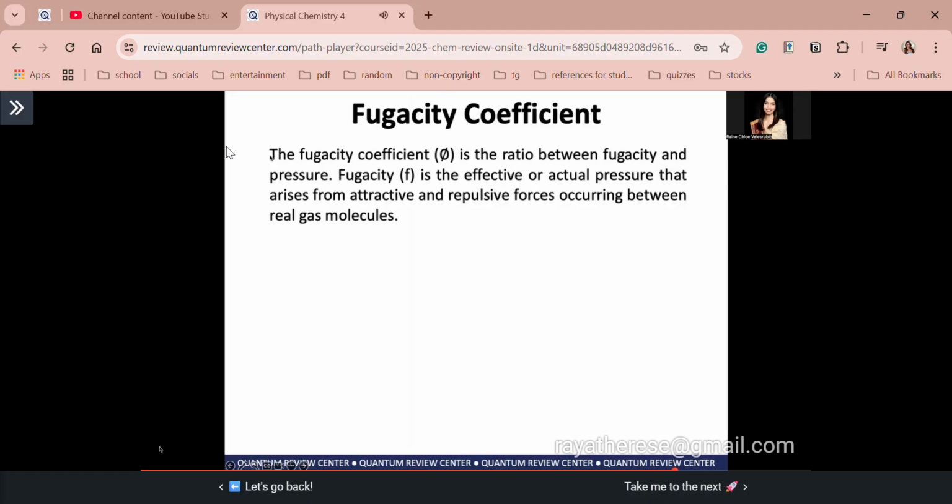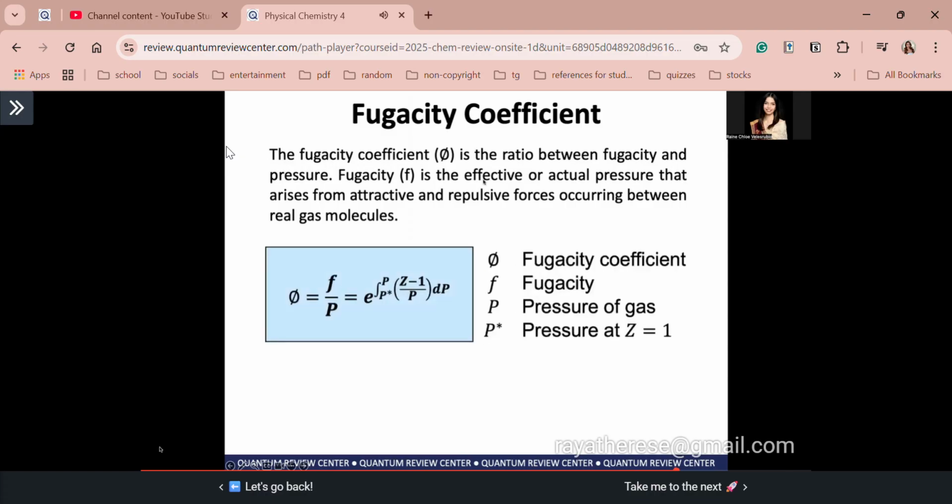Now, the fugacity coefficient also takes into account the deviation from ideality. The fugacity coefficient is the ratio between fugacity and pressure. Fugacity is the effective or actual pressure. It arises from the attractive and repulsive forces between real gas molecules. So how do we calculate the fugacity coefficient? The fugacity coefficient is equal to F over P. F is your effective or actual pressure. P is your pressure for the gas.